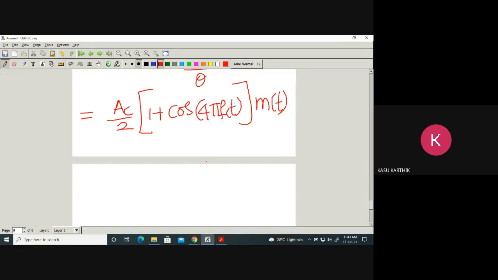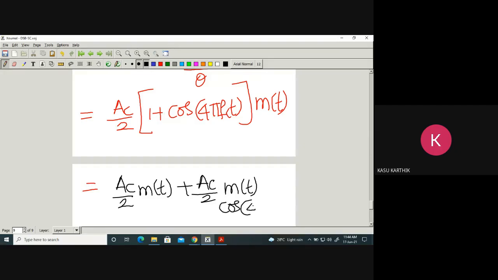So what happens now? You further simplify this. What do you get? Ac by 2 m of t plus Ac by 2 m of t into cos 4 pi fct.